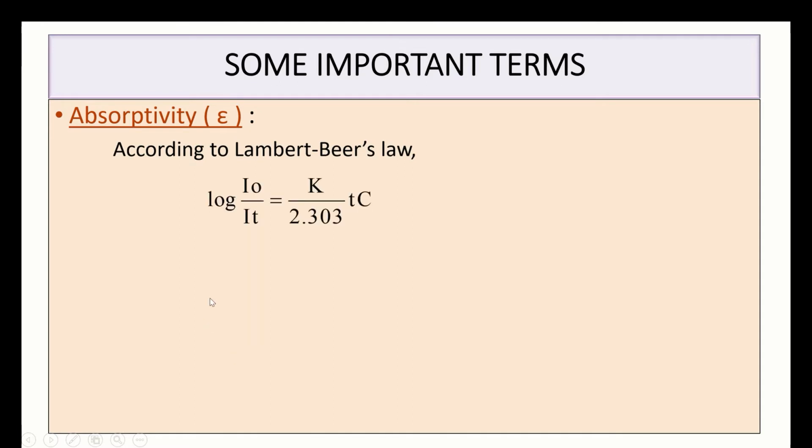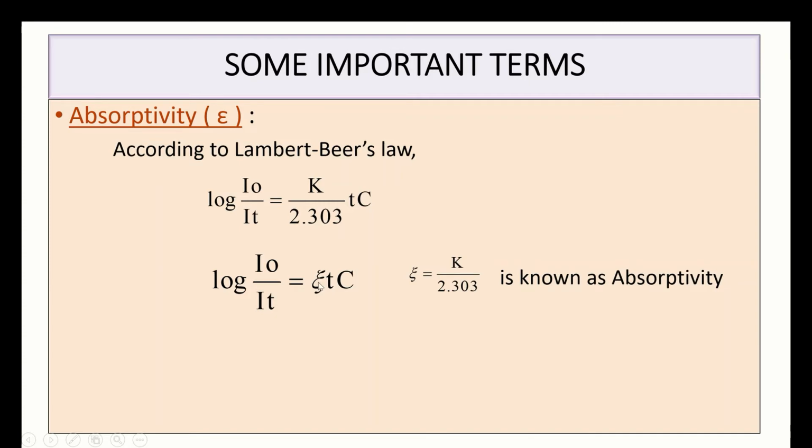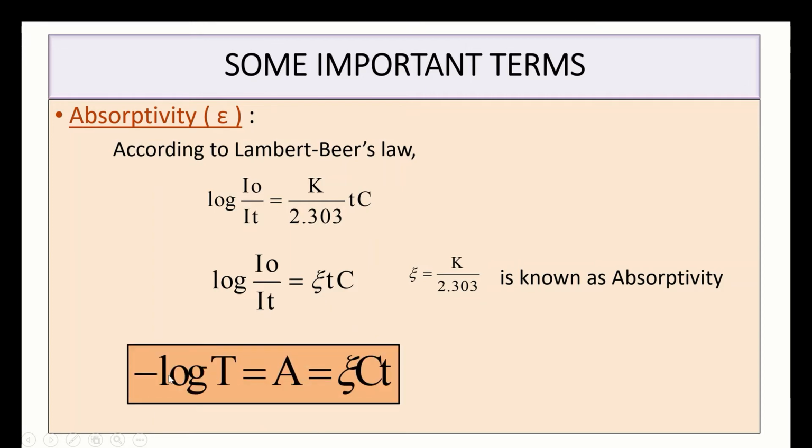Now let us define the next term, that is absorptivity, that we denote by epsilon. According to Lambert-Beer's law, we have the equation log I0 by IT is equal to K by 2.303 into T into C. So log I0 by IT is equal to epsilon into T into the concentration C, because the absorptivity is the constant term that we introduce instead of the two constant terms, that is K by 2.303. Okay, so this is the equation that we get, and we define absorptivity as a constant term. So minus log T is equal to A, or A is equal to epsilon into C into T.